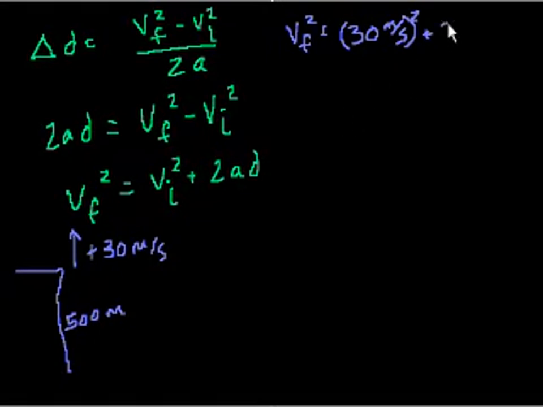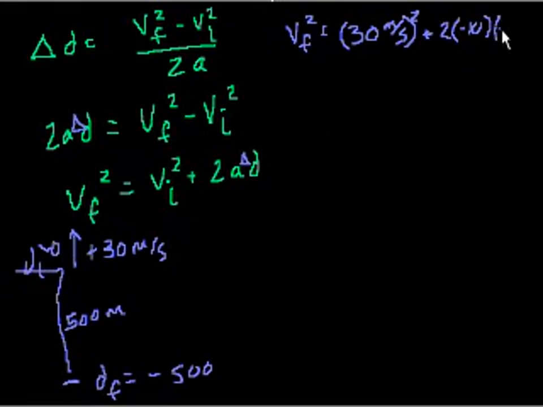So A is the acceleration of gravity, which is minus 10 because it's going down, right? So it's 2 times minus 10. I'm going to drop the units for a second just so I don't run out of space. And then what's the height? What's the change in distance? I should be careful about using change in distance because it matters for this problem. In this case, the final distance is equal to minus 500, and the initial distance is equal to 0. So the change in distance is minus 500, right?